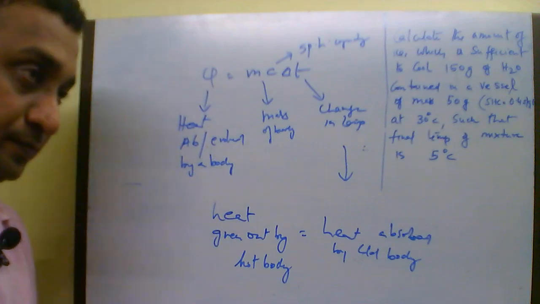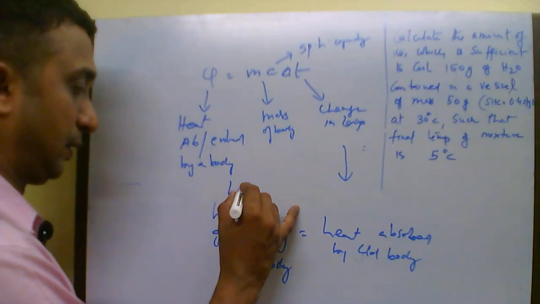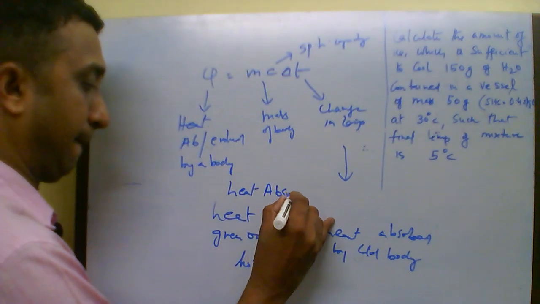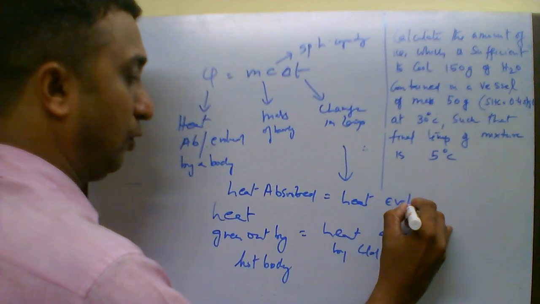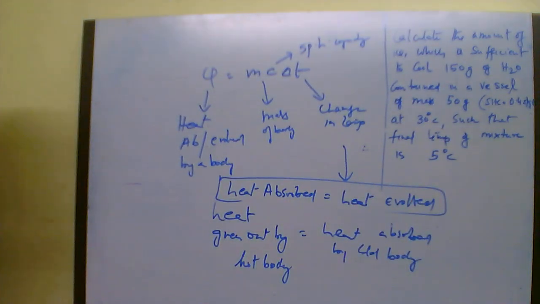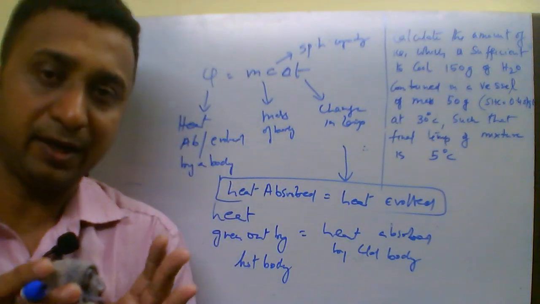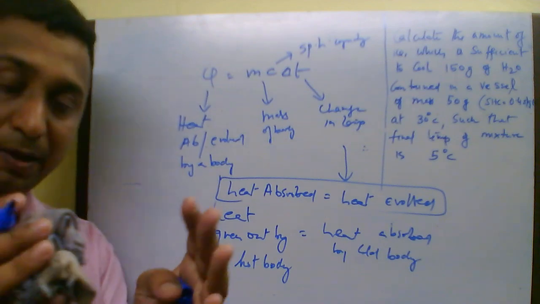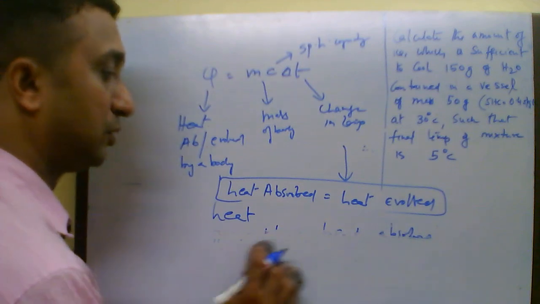So heat absorbed is equal to heat evolved. So this is the principle of calorimetry. So if someone loses heat, that same amount of heat will be absorbed by the other members of that particular system. Now let us come back to the numerical.